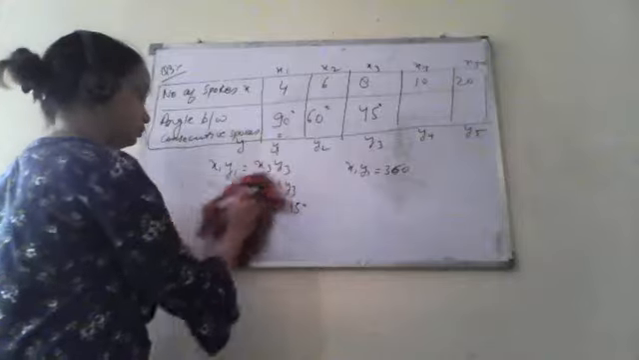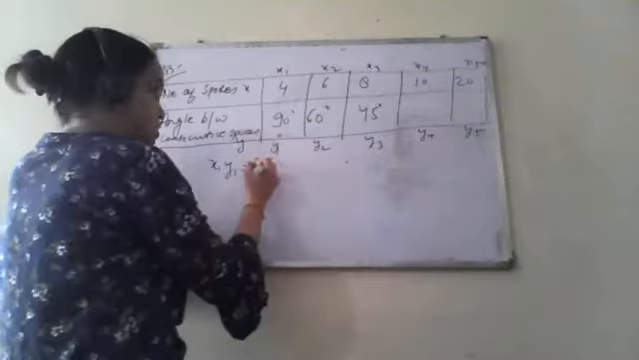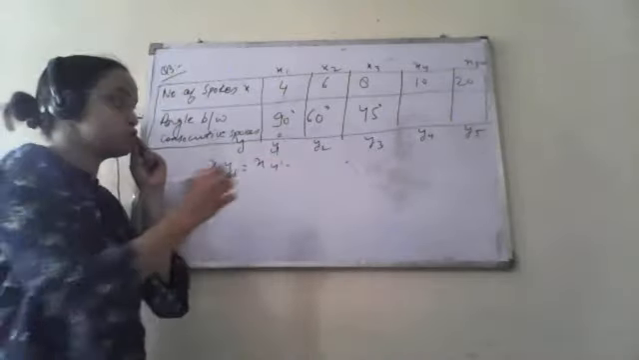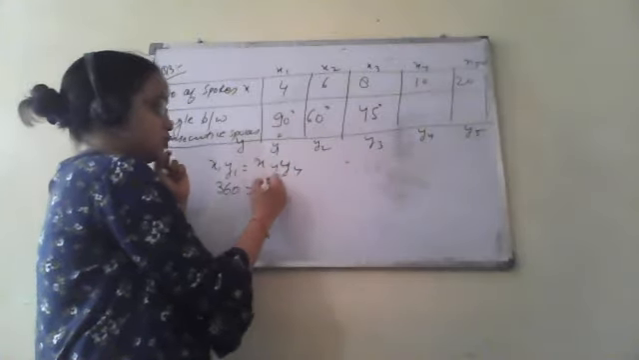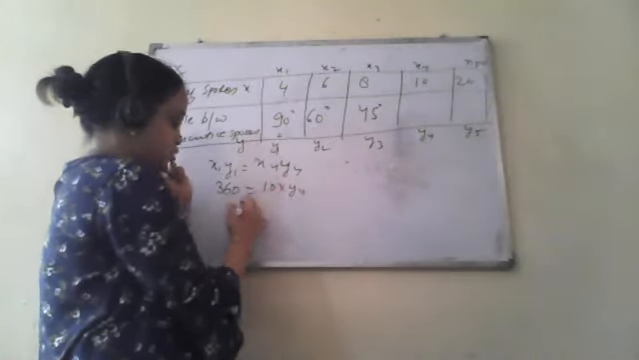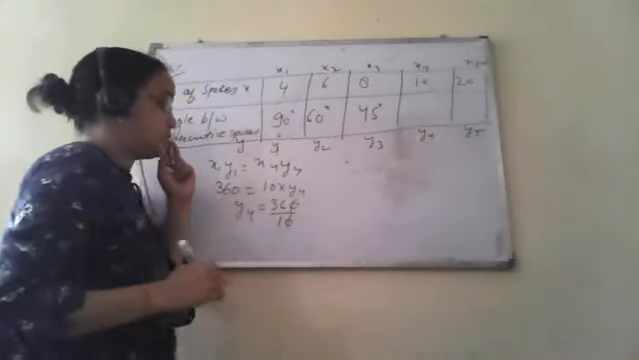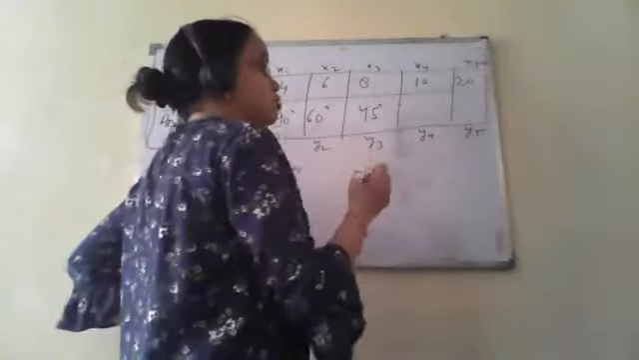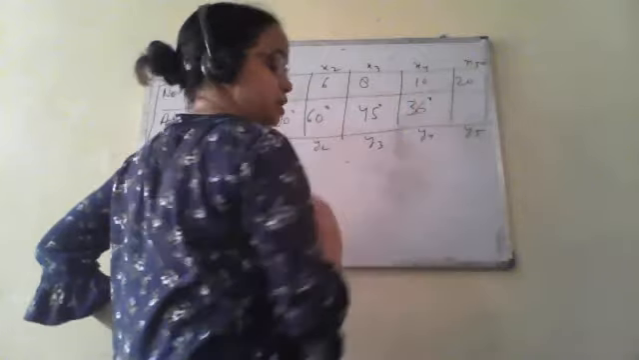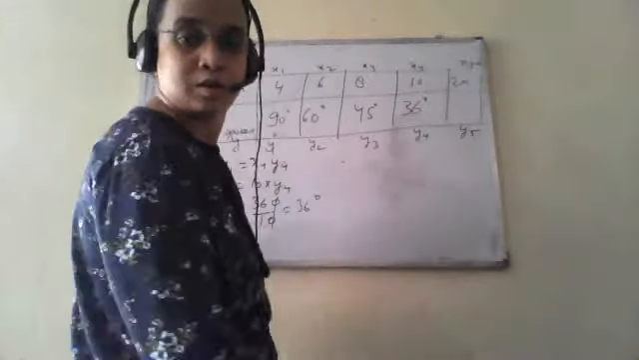Now when there are 10 spokes, that is x4, x1 y1 equals x4 y4. So the value of this is 360 and this x4 is 10 and y4 we have to calculate. So y4 will be 360 upon 10. That comes out to be 36. That means when the number of spokes is 10, the angle between two consecutive spokes will be 36 degree. Clear? So this is how we have calculated.